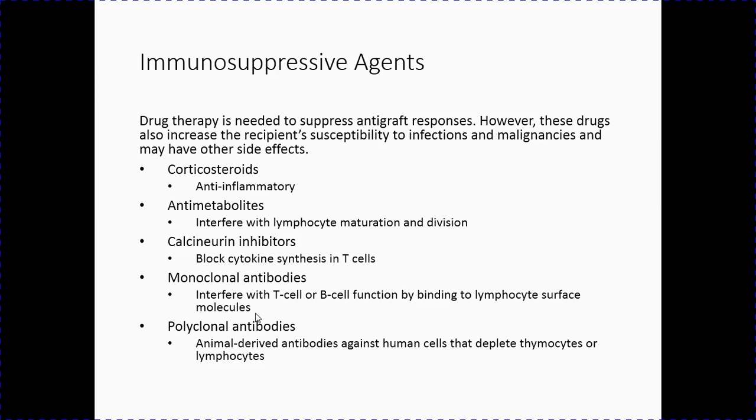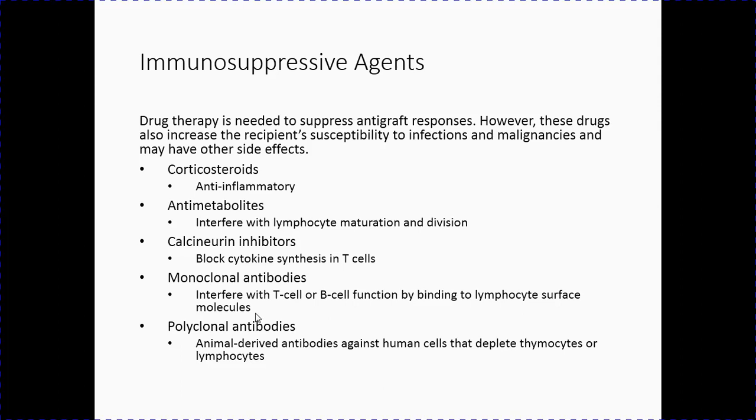Calcineurin inhibitors like cyclosporin impair cytokine synthesis, like some of the interleukins, interleukin 2, 3, and 4, and block the growth and differentiation of T cells. So very similar to antimetabolites, but in this case, instead of interfering with maturation and division, they're blocking growth and differentiation of T cells. It's a slightly different function, but it's really inactivating the action of T cells.